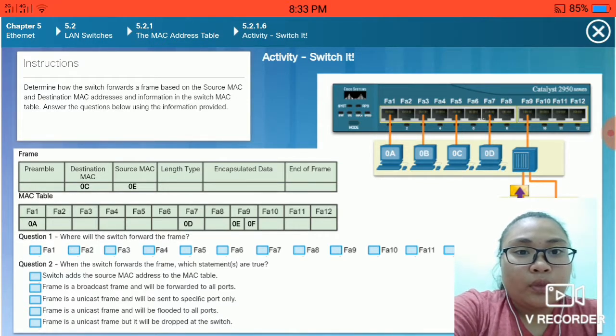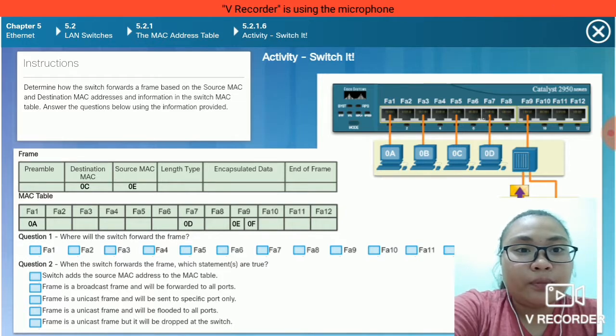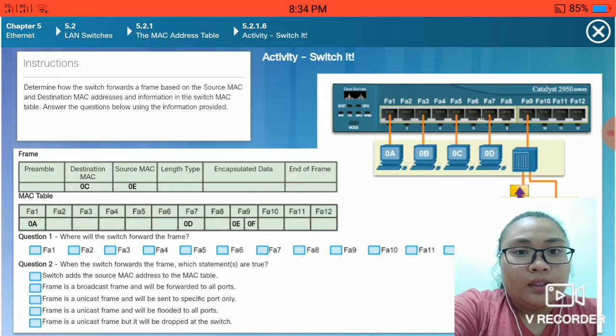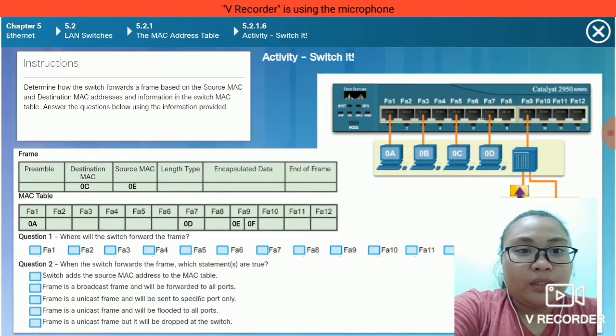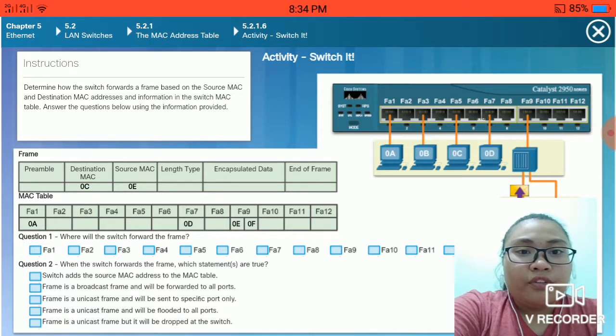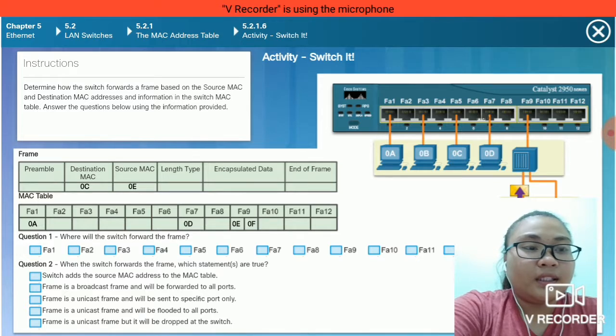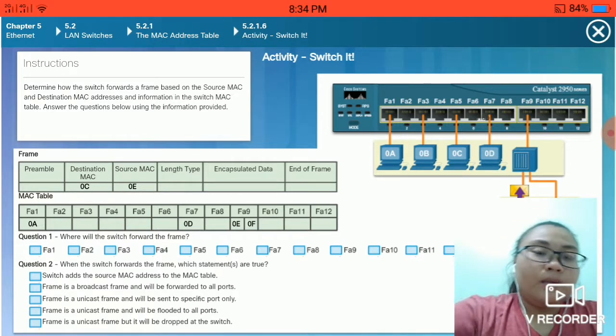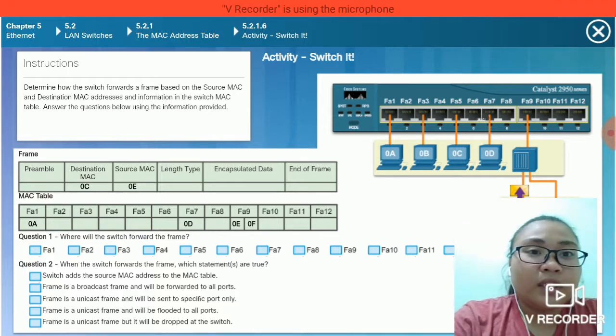Question number 2. When the switch forwards the frame, which statements are true? The first one is, the switch adds the source MAC address to the MAC table. Frame is a broadcast frame and will be forwarded to all ports. Frame is a unicast frame and it will be sent to a specific port only. Frame is a unicast frame and will be flooded to all ports. And the last one is, frame is a unicast frame but it will be dropped at the switch. I will try to answer this.